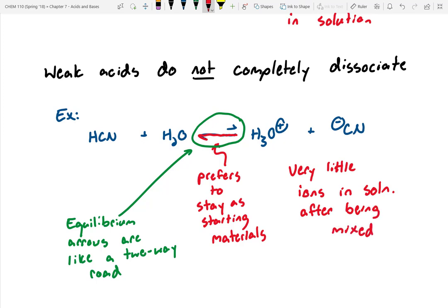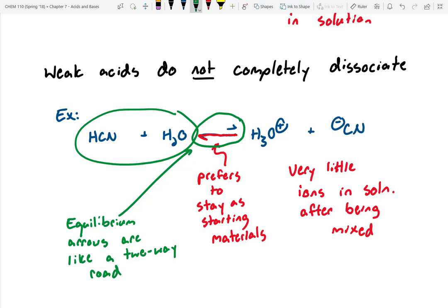Does that make sense? Yep. Does that mean that only some of them are reactive? Yeah, so if we think about mixing HCN and water, you're going to get this big hodgepodge of a mixture. But this side, the starting material side, will probably be, let's say, 90% present in solution. You might have 10% of what's shown on the right-hand side, and they're constantly switching back and forth. But the average is 90% starting material, 10% what's shown on the right-hand side.